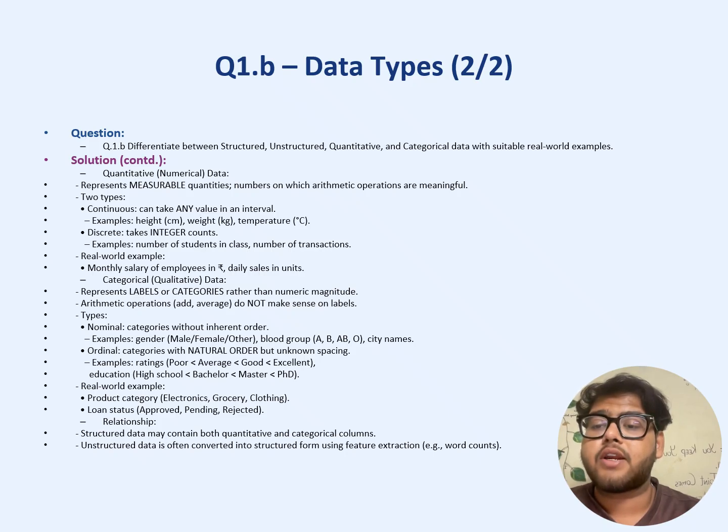And categorical data represents labels or categories rather than numeric magnitude. Arithmetic operations do not make sense on labels. Types: nominal, ordinal. Real world examples are product category, loan status, relationship status. Structured data may contain both quantitative and categorical columns. Unstructured data is often converted into structured form using feature extraction.